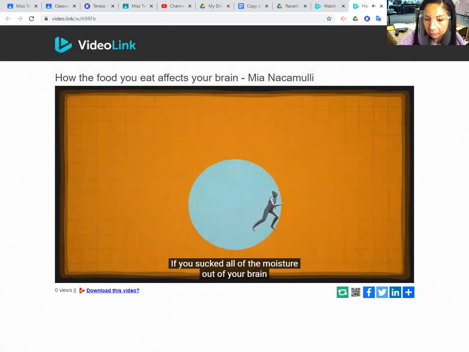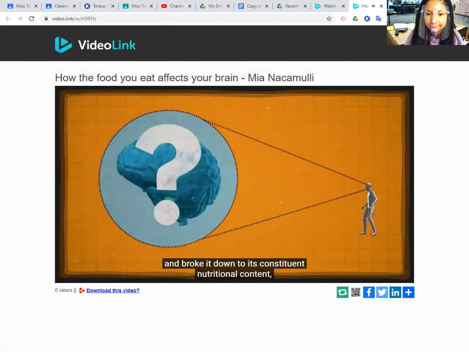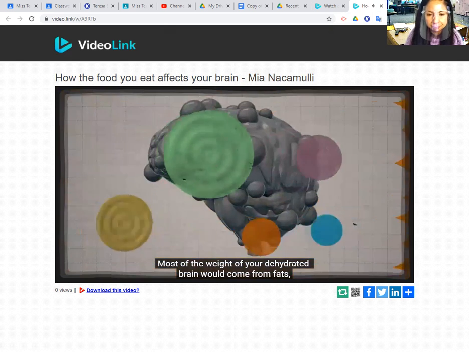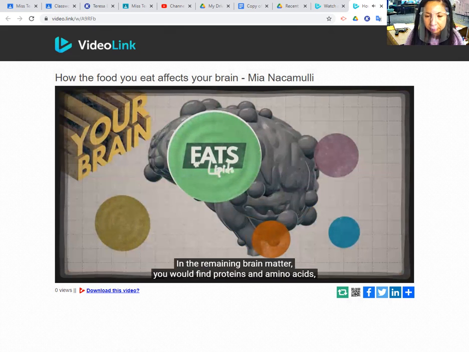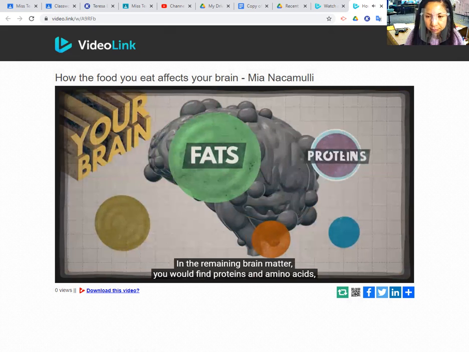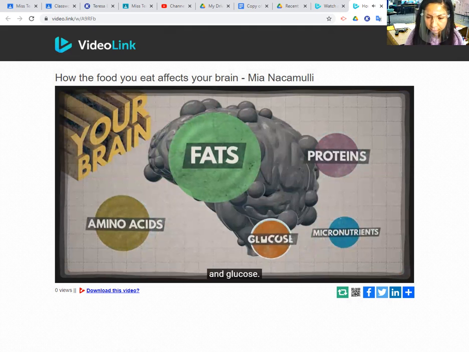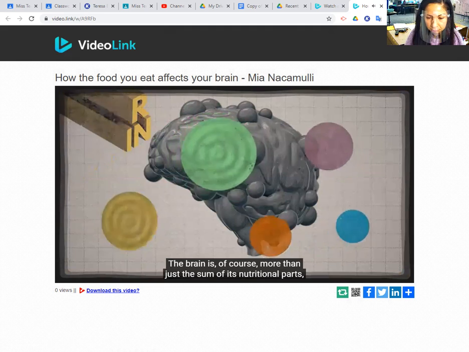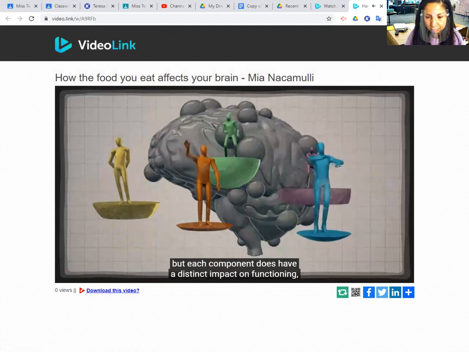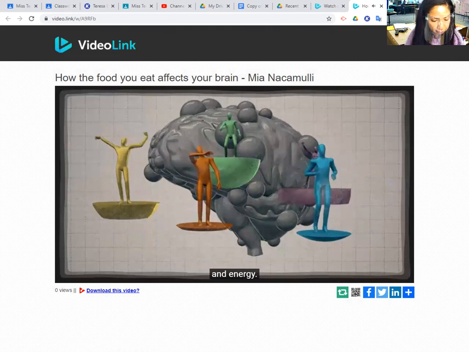If you sucked all of the moisture out of your brain and broke it down to its constituent nutritional content, what would it look like? Most of the weight of your dehydrated brain would come from fats, also known as lipids. In the remaining brain matter, you would find proteins and amino acids, traces of micronutrients, and glucose. The brain is, of course, more than just the sum of its nutritional parts, but each component does have a distinct impact on functioning, development, mood, and energy.